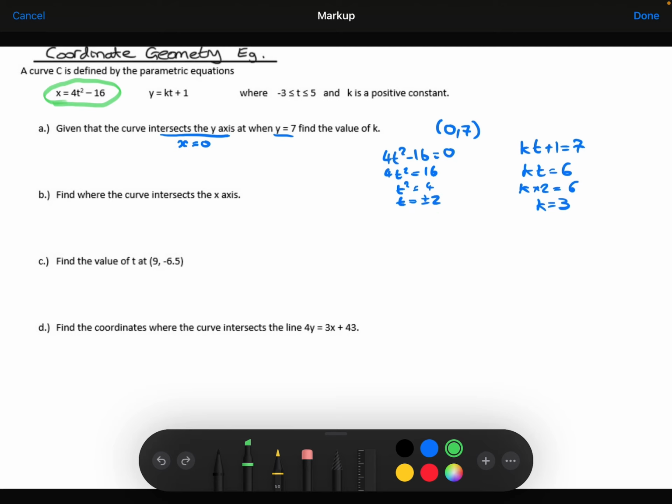I've then looked at the y coordinate. So I know the y coordinate is 7. So my y parametric equation, the kt plus 1, will have to equal 7.